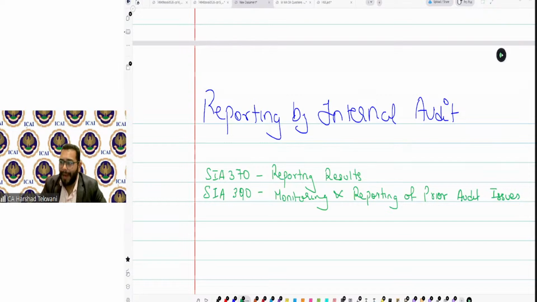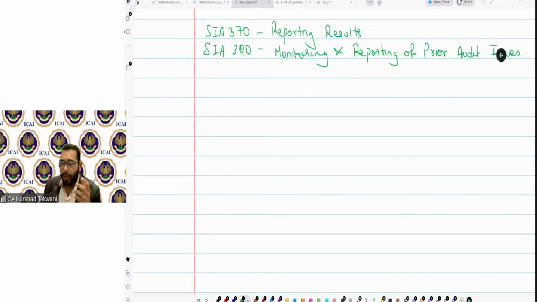Other than that, the normal practice in the industry is that when it comes to reporting, the internal audit team or function prepares two types of reports, and that is also covered in our SIA. Number one is objective, or you can say assignment based reporting, which is reporting carried out after each and every assignment, or at the end of a particular assignment.